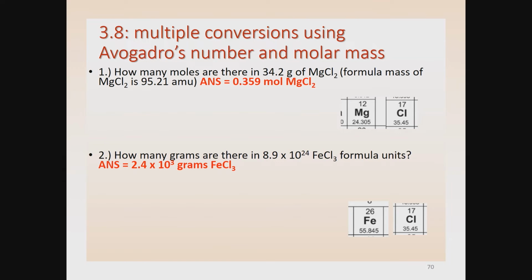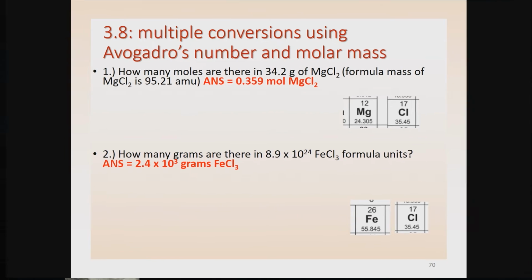So let's go ahead and do problem number 1, which is: how many moles are there in 34.2 grams of magnesium chloride? I have indicated the formula mass of magnesium chloride there as 95.21 AMU, but let's go ahead and just confirm that. Let me show you how I work that out.